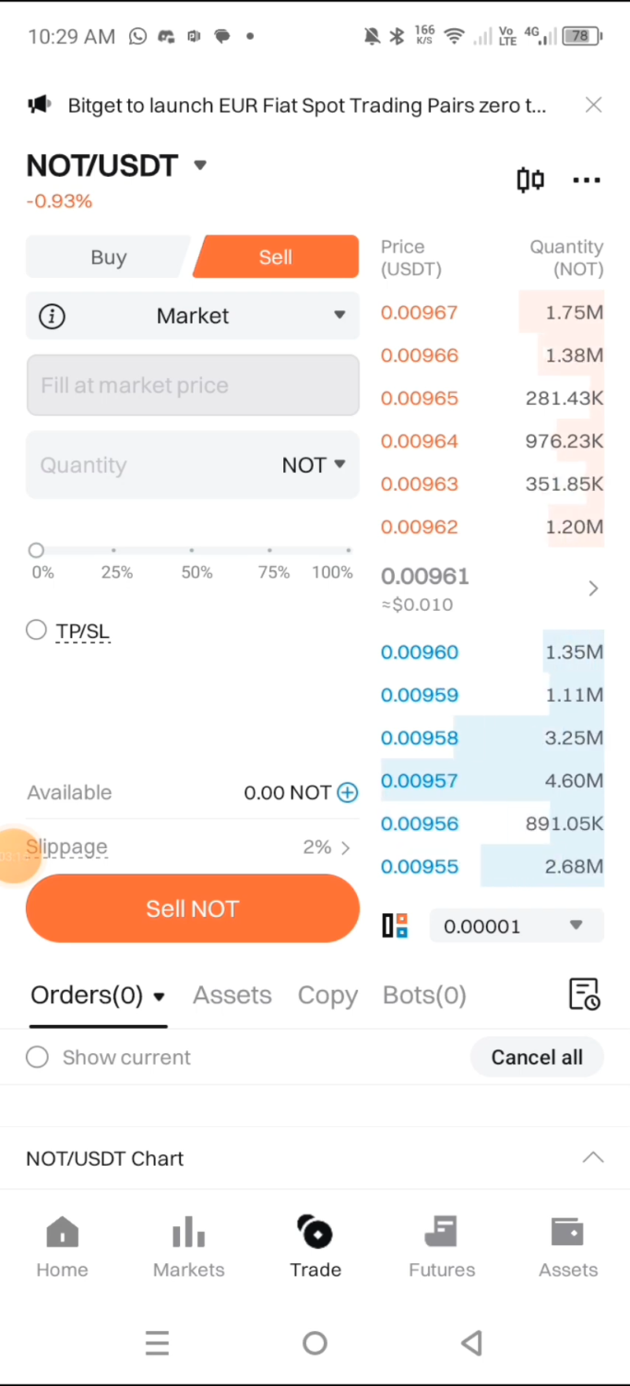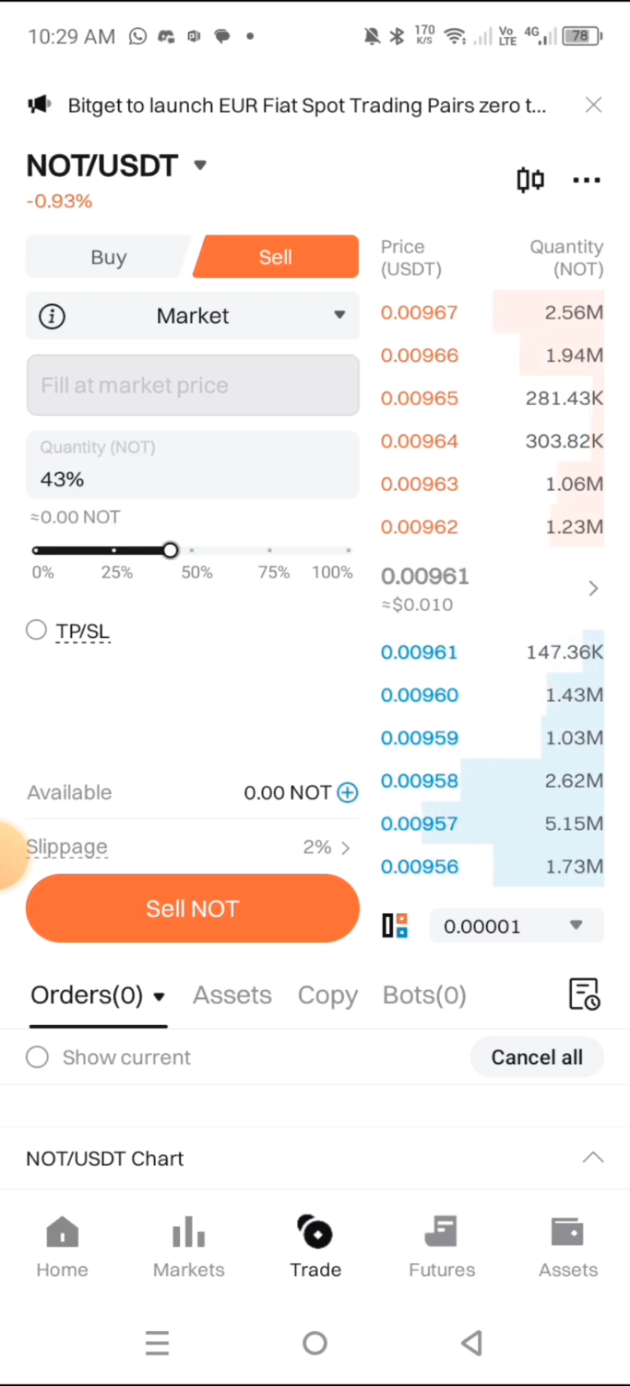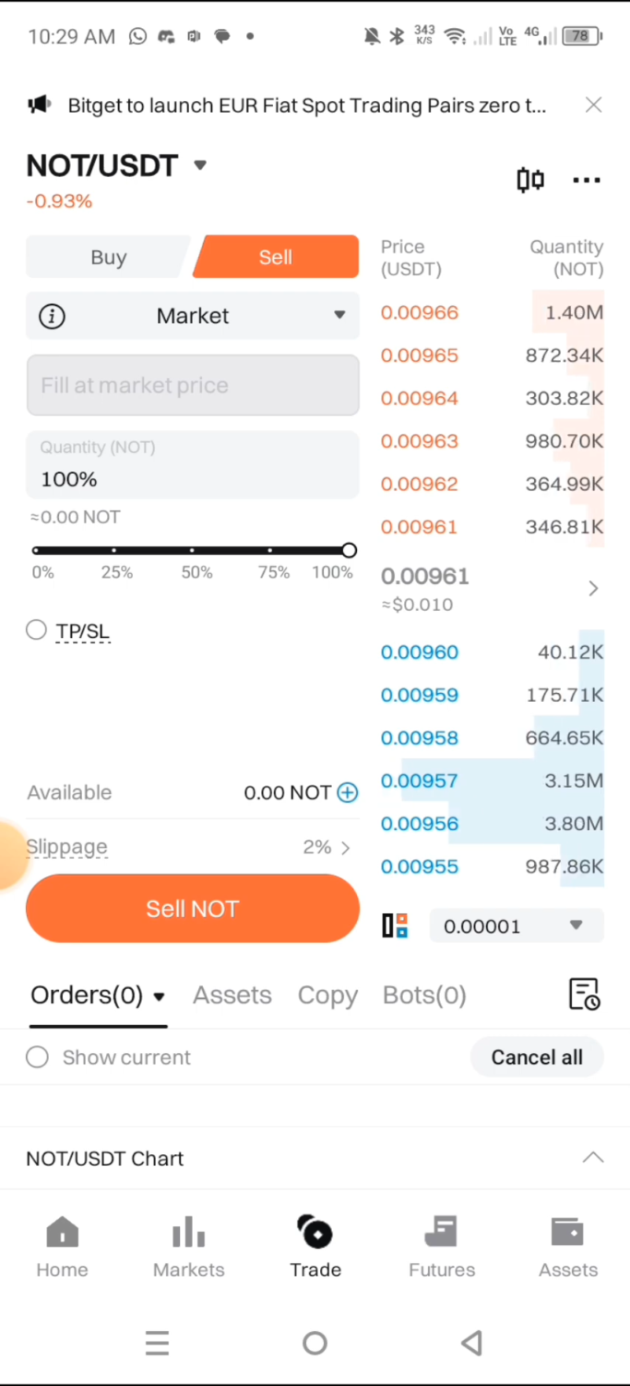If I choose market, then my tokens will be sold at the market price. For example, the market price is 0.00961, and I choose the quantity and sell my token. So I explained the two ways you can sell your tokens. First is limit order and the second is market.